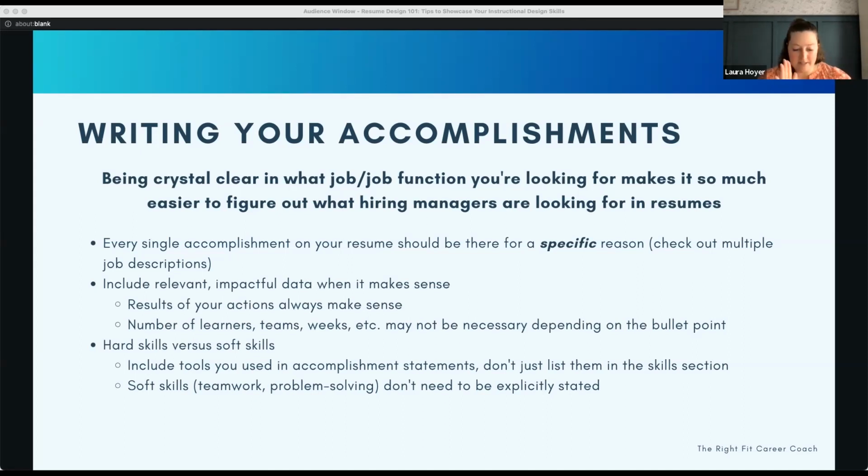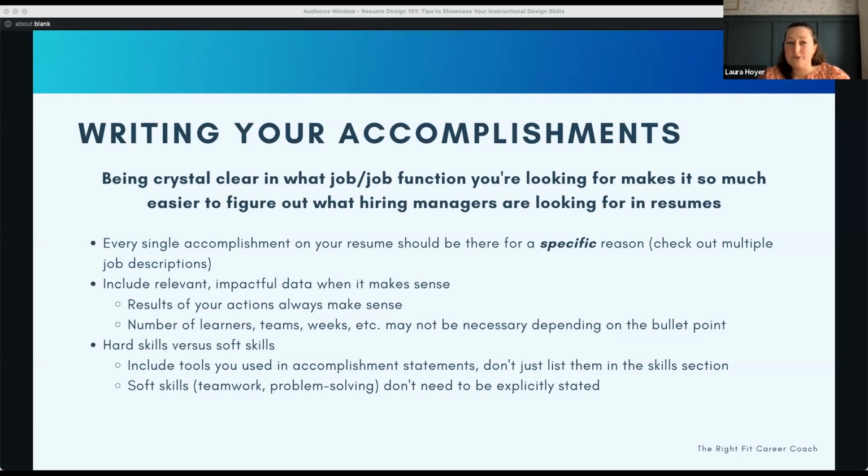All right, so number one thing to keep in mind, every single accomplishment, and by accomplishment, I mean the bullet points in your resume, every single thing should be there for a very specific reason. You should be able to point to every single piece on your resume and say, this is here because it shows this skill. And again, look at multiple job descriptions to help guide you to know which skills you need to include.